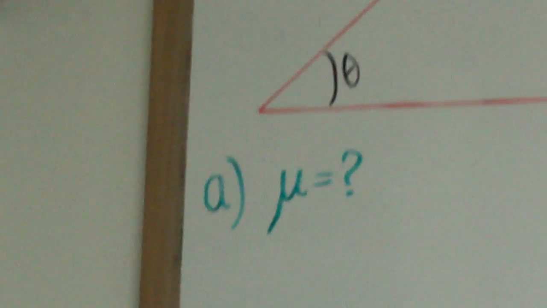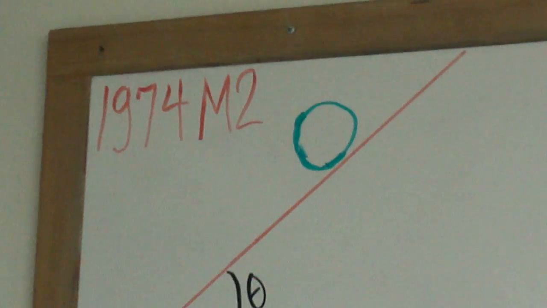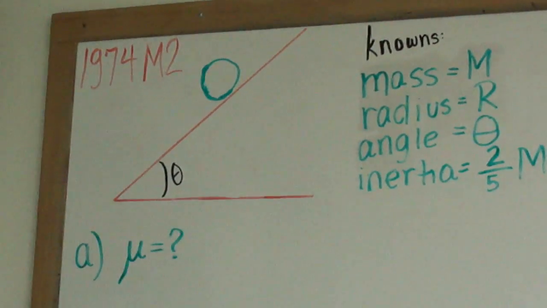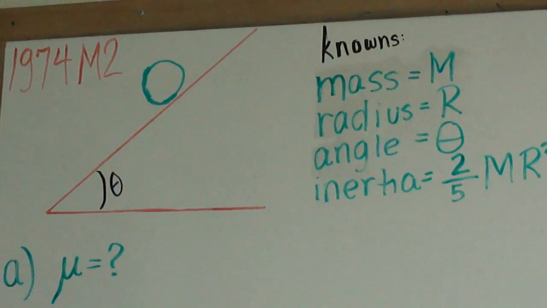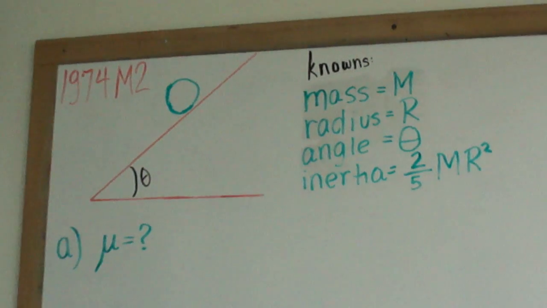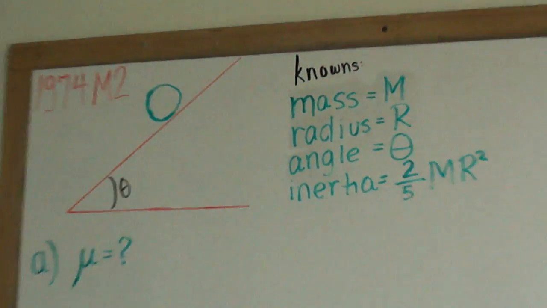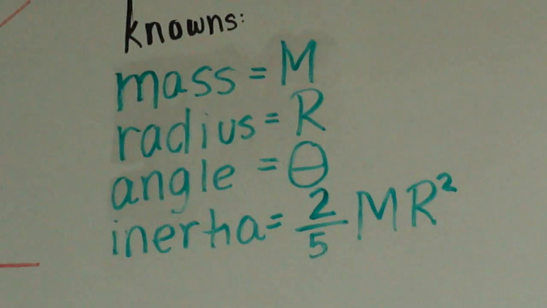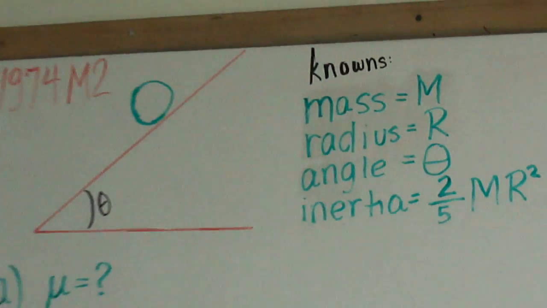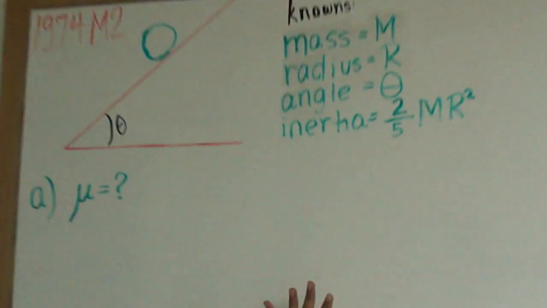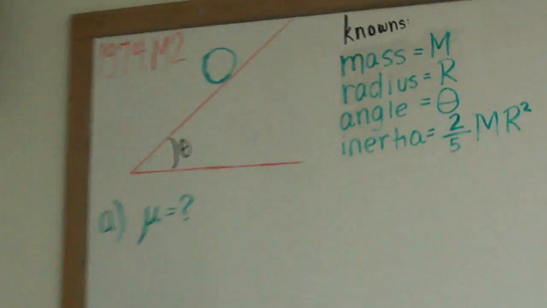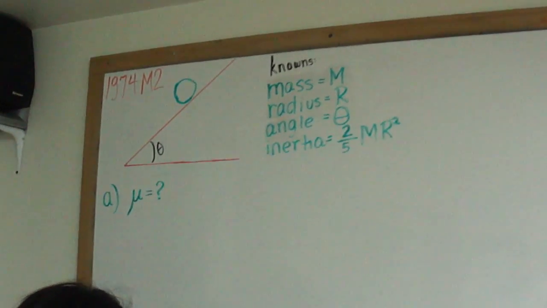Okay, today we'll be doing the 1974 Physics C free response. The question reads, the moment of inertia of a uniform solid sphere, mass m, radius r, about a diameter is 2mr squared over 5. The sphere is placed on an inclined plane at angle theta as shown above and released from rest. So those are all of our knowns, the information we're given.